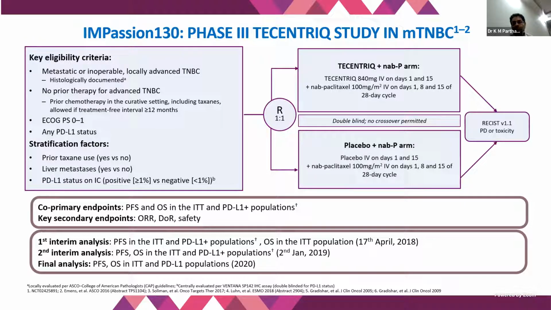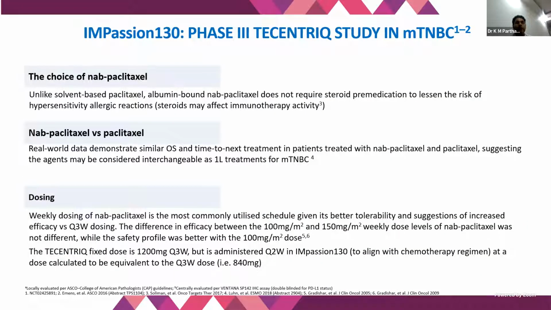Nab-paclitaxel, the molecule was chosen because it doesn't require any use of steroids. So it was used 100 milligram per meter square day 1, day 8, day 15. And the placebo arm contains nab-paclitaxel and placebo alone. So by this I have already explained, nab-paclitaxel doesn't require any steroid pre-medication. So we all know that concomitant administration of steroids will decrease the efficacy of immunotherapy.